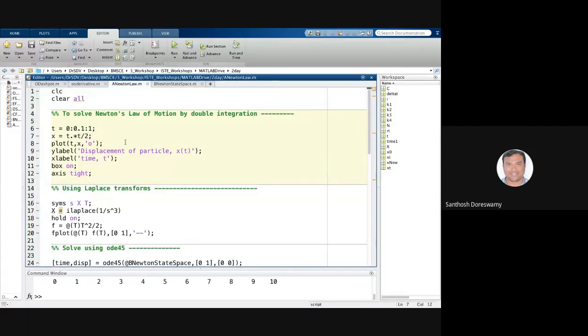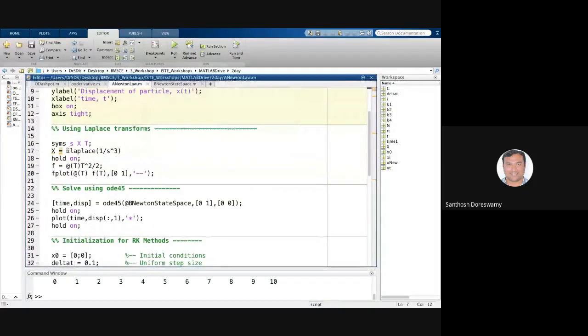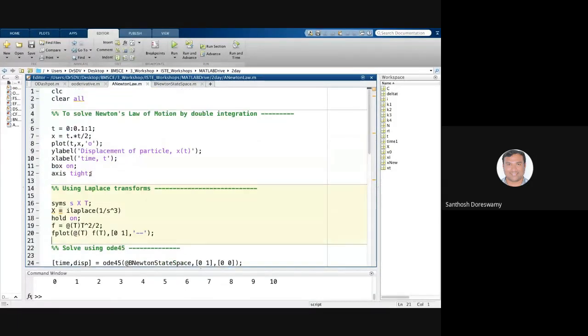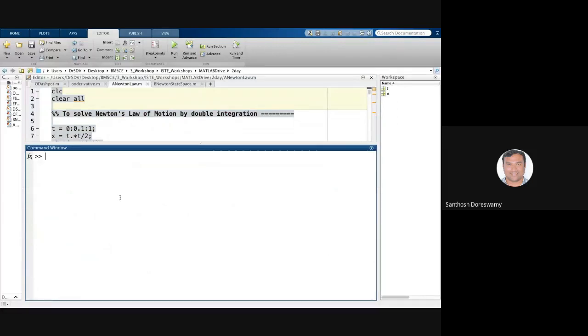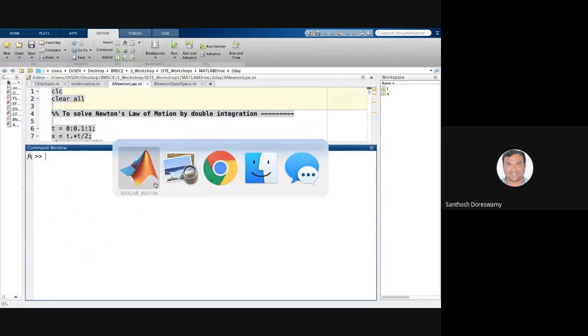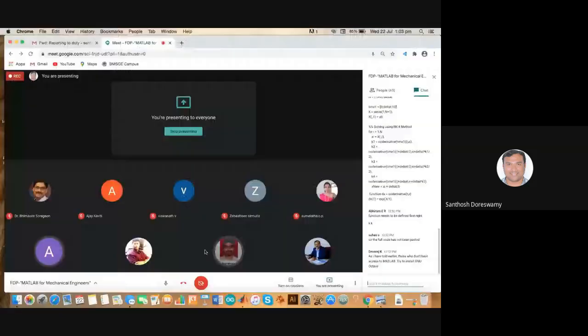Once you do that, you can also use the Laplace command to execute and get the displacement. That also turns out to be t square by 2. So you can also do an fplot for that. If I execute this script by doing a clear all in the command window, you will have a plot here.